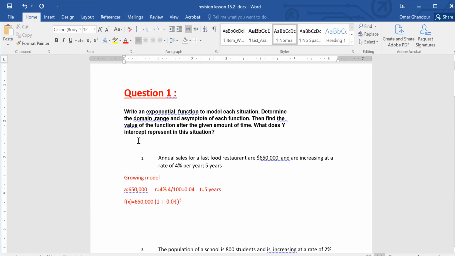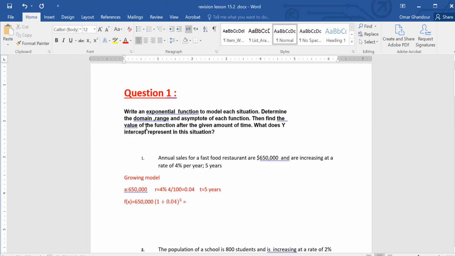Now I need to determine the domain, the range, the asymptote, and find the meaning and the value of the function after the given amount of time. Actually, for the value, you are just going to use your calculator to substitute to find the value: 650,000 multiplied by 1 plus 0.04 to the power 5. You will find the answer. I will write the answer for you at the end.